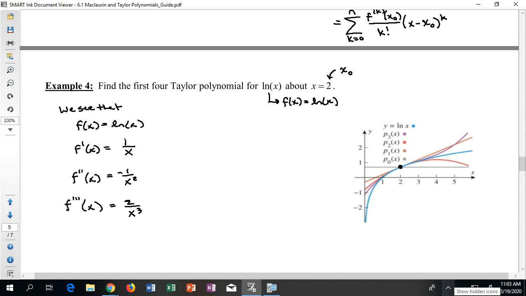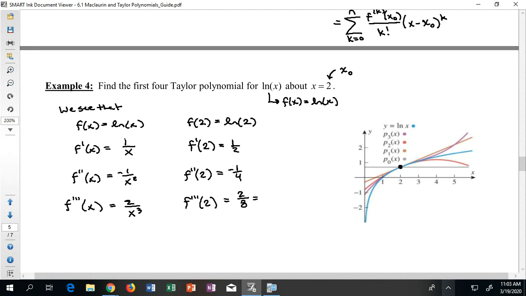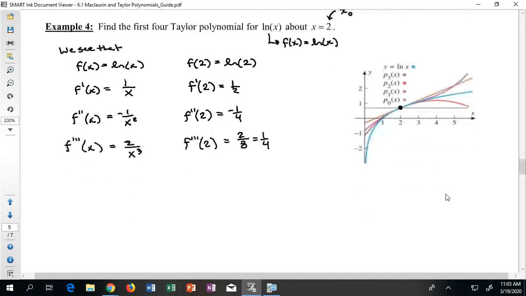But I also want to figure out what happens when I plug 2 into each of these functions. So f of 2 creates natural log of 2. F prime of 2 creates a half. F double prime of 2 creates negative a quarter. And f triple prime of 2 creates, what is that, 2 over 8, which is just a quarter. So if I want to start building my polynomials, it's really easy.